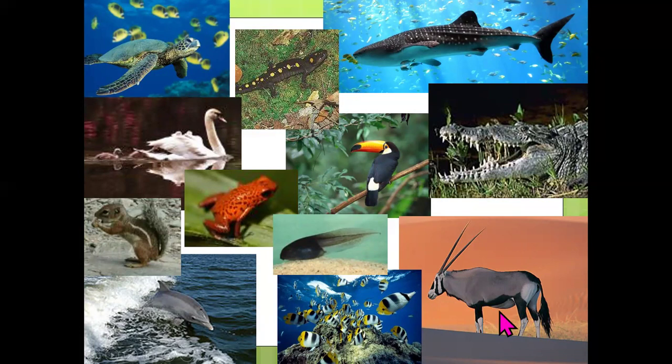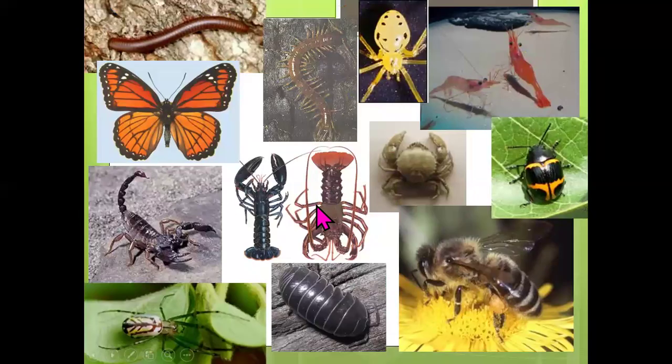This is a mammal. This is a fish. This is a frog, and these are birds. So we also have invertebrates, those that do not have a backbone. We have a few examples here.